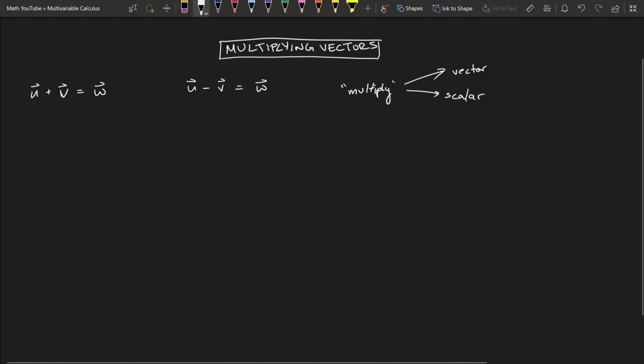So in the next couple of videos, I'm going to talk about multiplying vectors using something called the dot product. And that's what it is when you multiply two vectors and you get a scalar. The type of multiplication you're doing is called the dot product. And if you multiply two vectors and you get a vector, it's called the cross product.